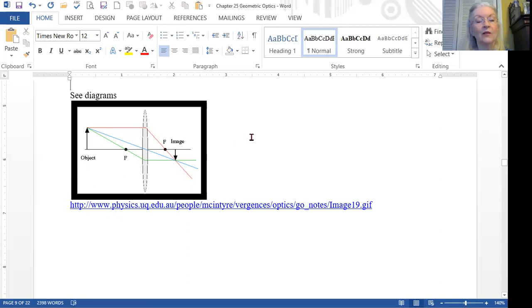So in this case, our image is inverted. It's upside down compared to our object. It is reduced. That means it's smaller than the object. And it's a real image. If we put a viewing screen right here, we would focus that light on it and be able to see the image. So the two rules: in parallel, out through the focal point, and in through the center, straight through.